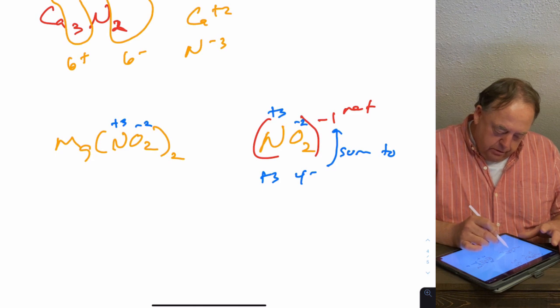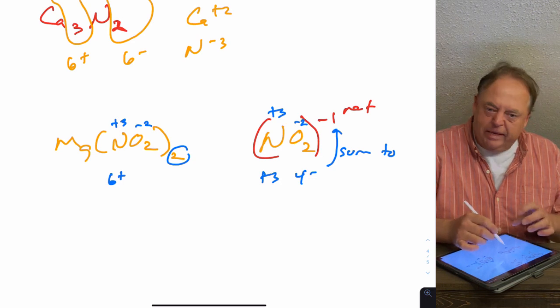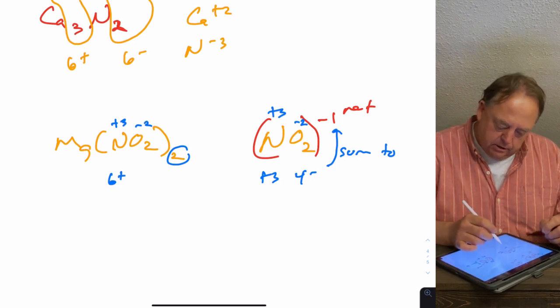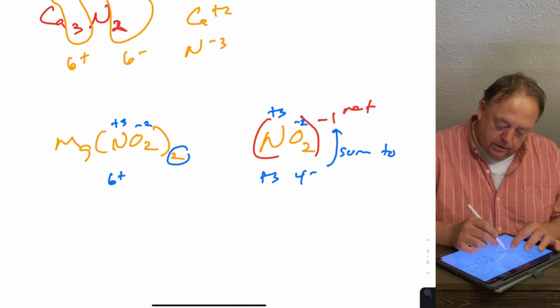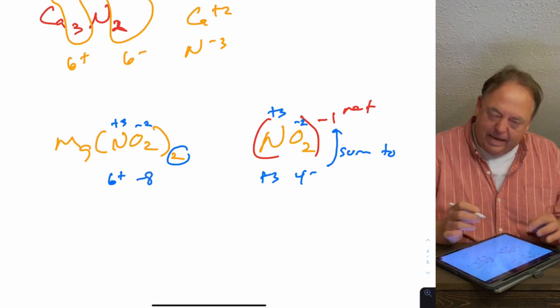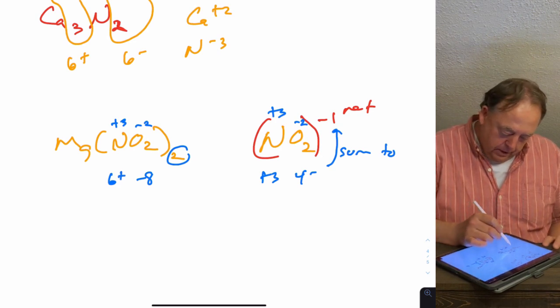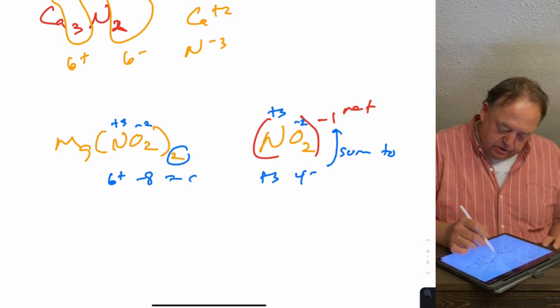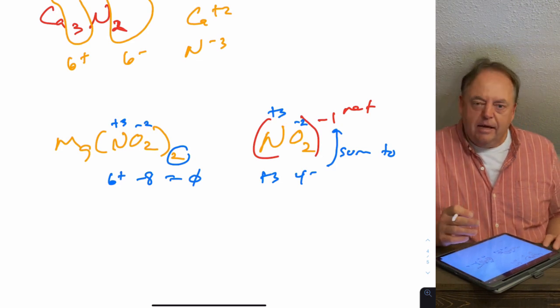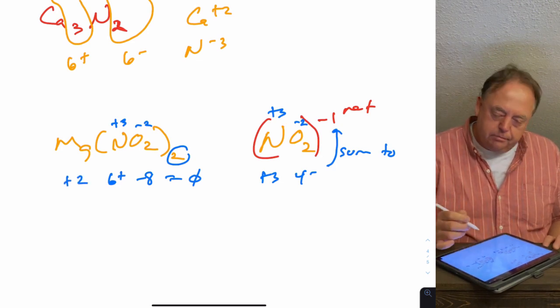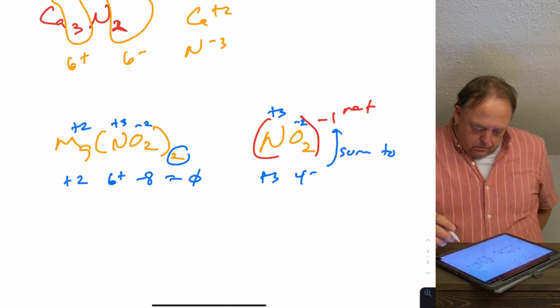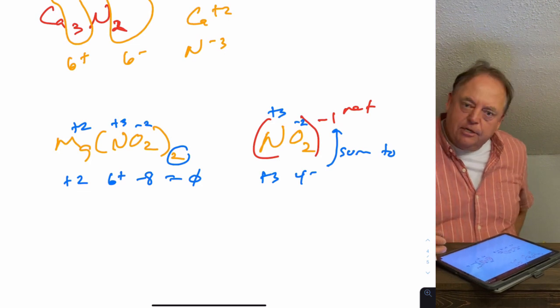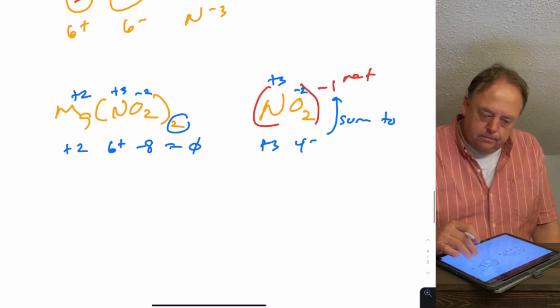So since there's 2 nitrogens in the compound, that would give you 6 positives, right? There's two NO2s, so 2 nitrogens, that would be 6 positives. And -4 from the 2 oxygens, but there's 2 of them, so that would be 8 negative. And this has to sum to 0 since the compound has no net charge, so that means magnesium must be +2. So that'd be magnesium nitrite, right? NO2 is nitrite.